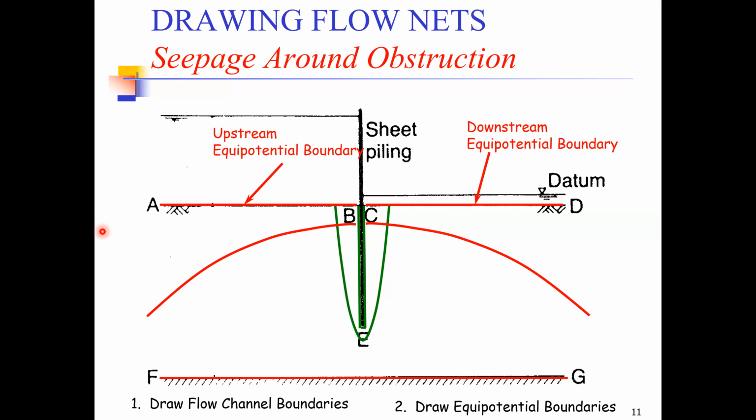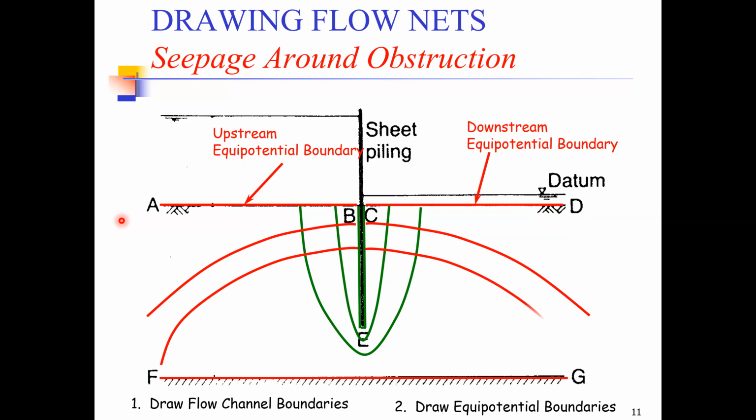By doing so, we can extend the same philosophy further to draw our next flow line, and by following the same philosophy of maintaining a near 90-degree angle, we can draw our next equipotential line on both sides. And in the same way, we can keep on drawing our further equipotential lines, and this will complete our figure of flow nets. So this is how the flow nets around an obstruction would look.